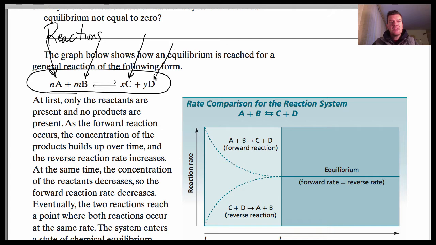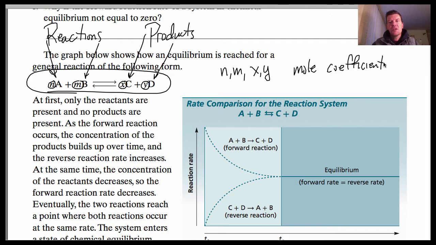C and D are representing the products, whatever they are. Now, n, m, x, and y are the coefficients. So x, y, n, and m are your mole coefficients. Those are telling us how many moles are reacting of each of our reactants and products. Those are the coefficients, 1, 2, 3, 4, 5, whatever. It's giving us the mole ratio in the reactants.